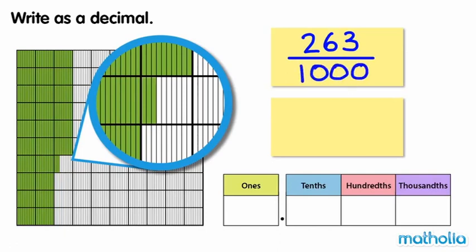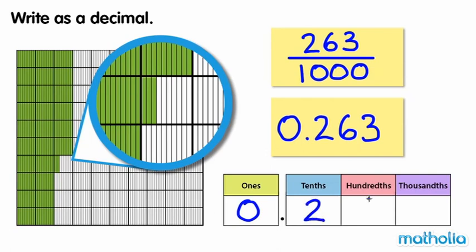We can also write this as the decimal 0.263. We can show 263 thousandths on a place value chart. There are 0 ones, 2 tenths, 6 hundredths, and 3 thousandths.